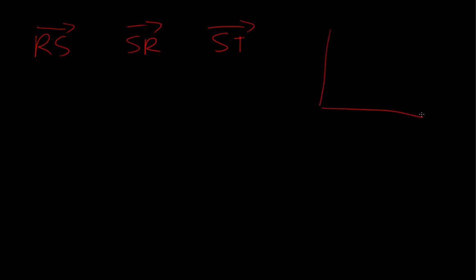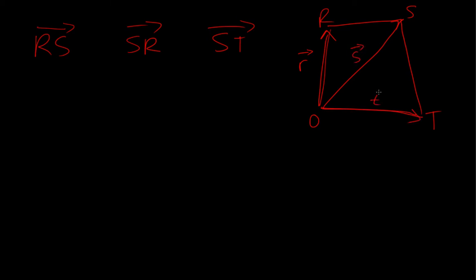Now it says find in terms of R, S, and T. So we need to find RS, we need to find SR, we need to find ST, and we're given this diagram. So R, S, T, origin. This one is defined as R. This one is defined as S. This one's defined as T.